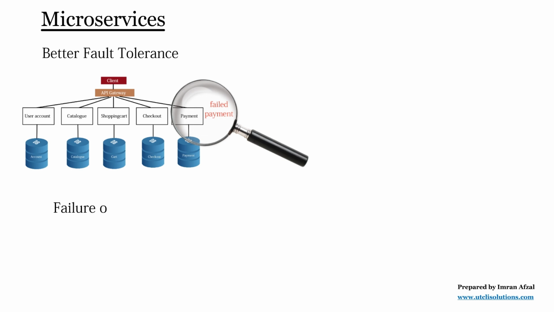Better fault tolerance is the next one. If one part fails in this, that does not mean that the whole application stops working. Instead, the remaining part of the application will still work correctly, right? That's why we have better fault tolerance.